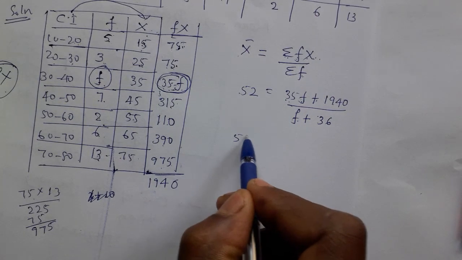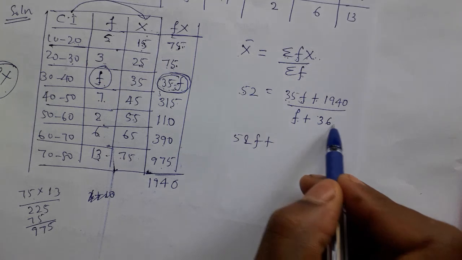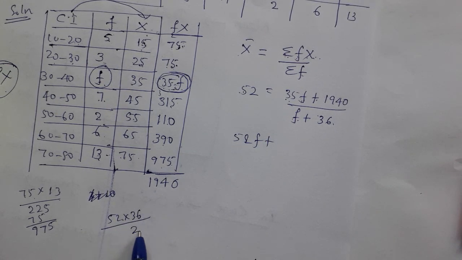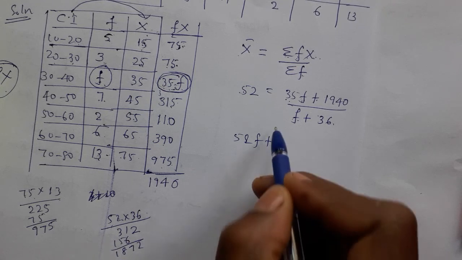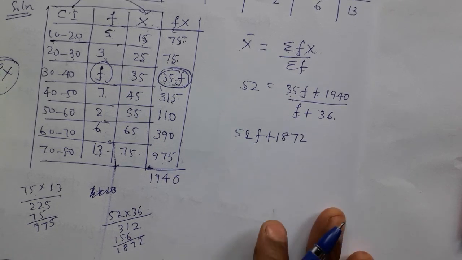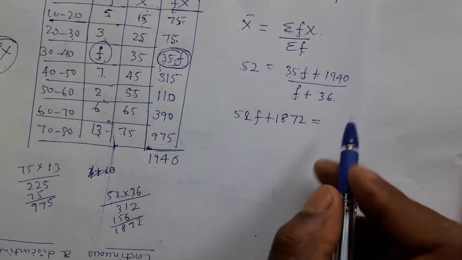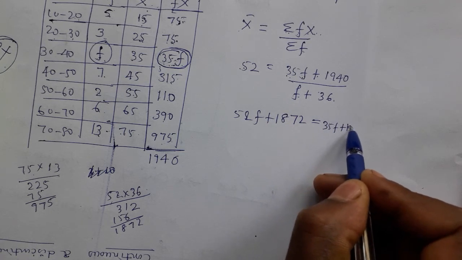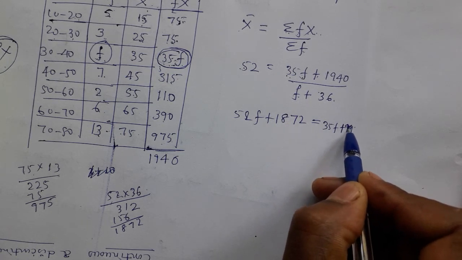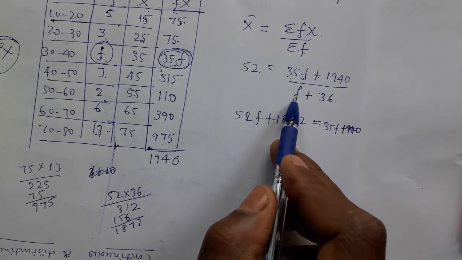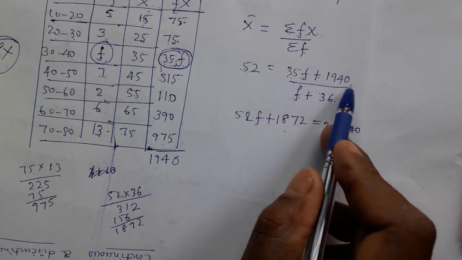52 into f, 52f plus 52 into 36. 52 into 36 will multiply. 6 2s are 12, 1, 30, 31, 3 2s are 6, 3 5s are 15. Finally it is 1872. Check the addition and multiplication. It is equal to 35f plus 1940. 52f, 52 into this binomial, 52 into f, 52 into 36, 35f plus 1940, same.